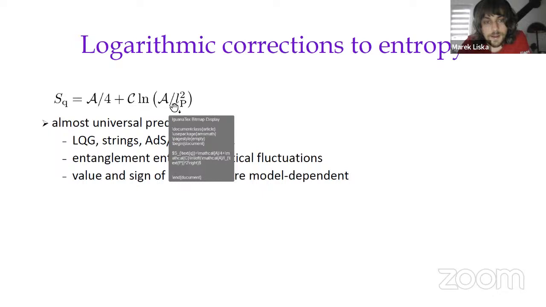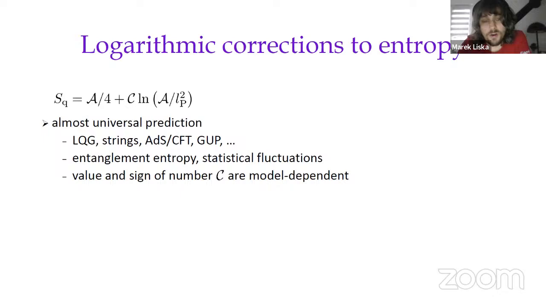Remarkably, this is a prediction on which almost any approach to quantum gravity seems to agree. You get a result like this in quantum gravity, you get it from string theory, from the AdS/CFT correspondence, even from generalized uncertainty principle phenomenology. And it's not just quantum gravity as such, even when you do entanglement entropy calculations for fields in vacuum on the causal diamond background, you will get a logarithmic correction generically.